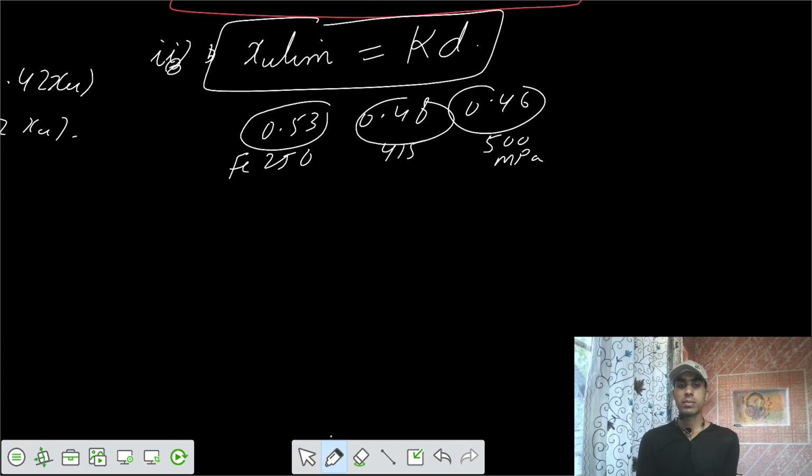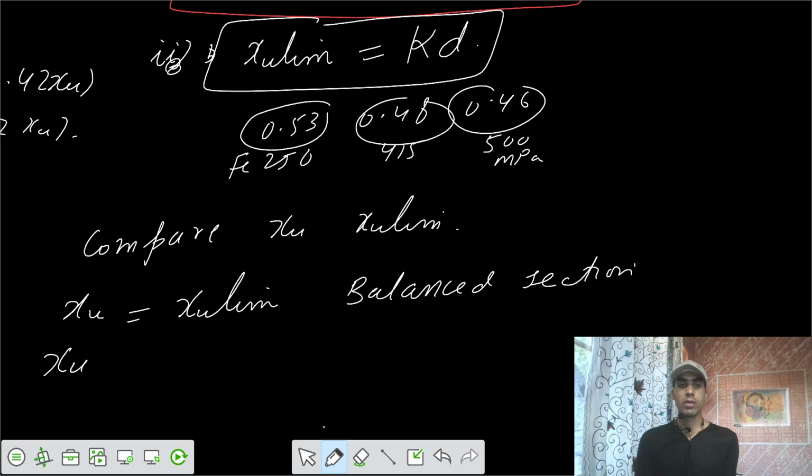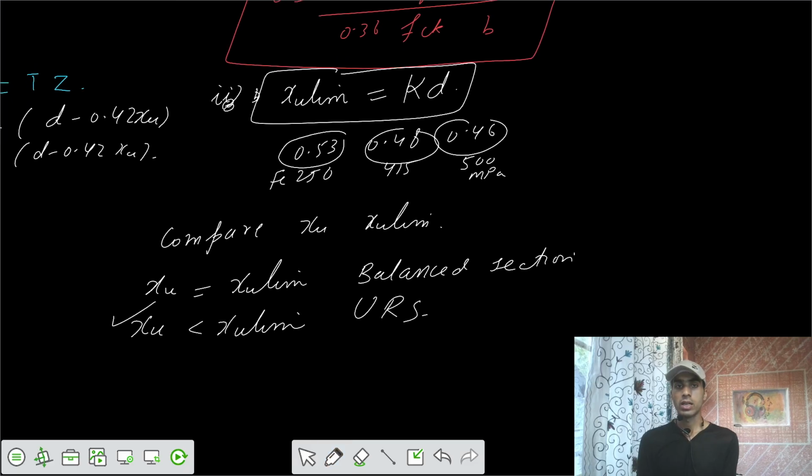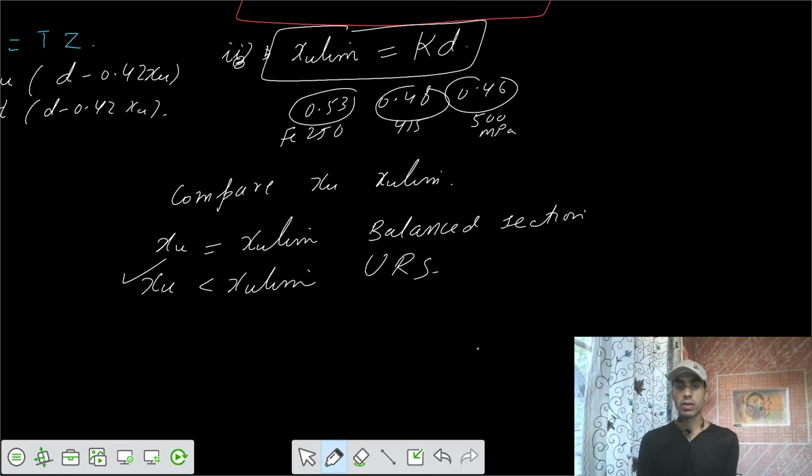Then the third step is to compare Xu and Xu limiting. If Xu is equal to Xu limiting, that means this is what you call a balanced section or limiting section. And if the value of Xu is lesser than Xu limiting, then we say this is an under-reinforced section, and we should prefer the under-reinforced section. So we should try to keep Xu lesser than Xu limiting. We should work on this one.